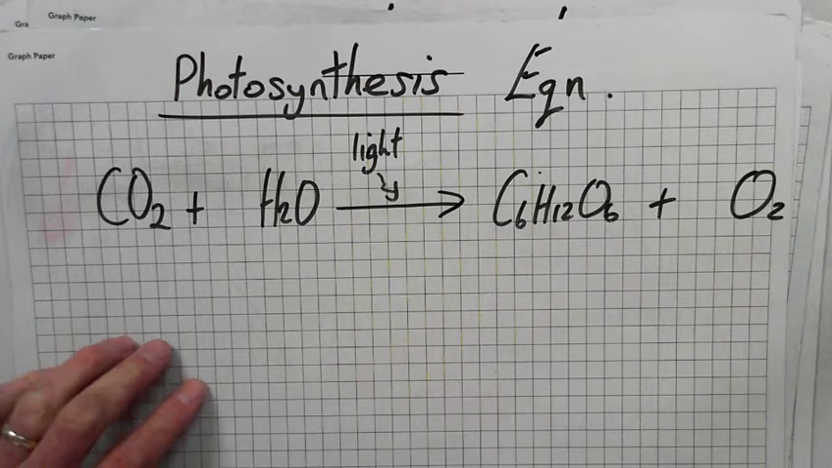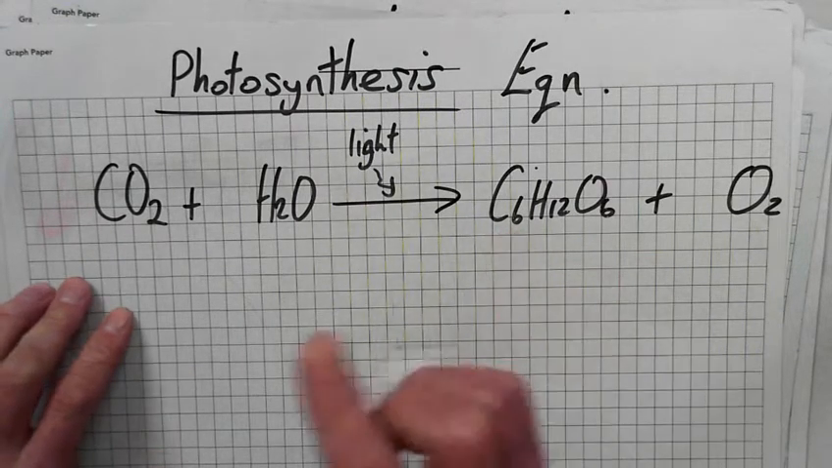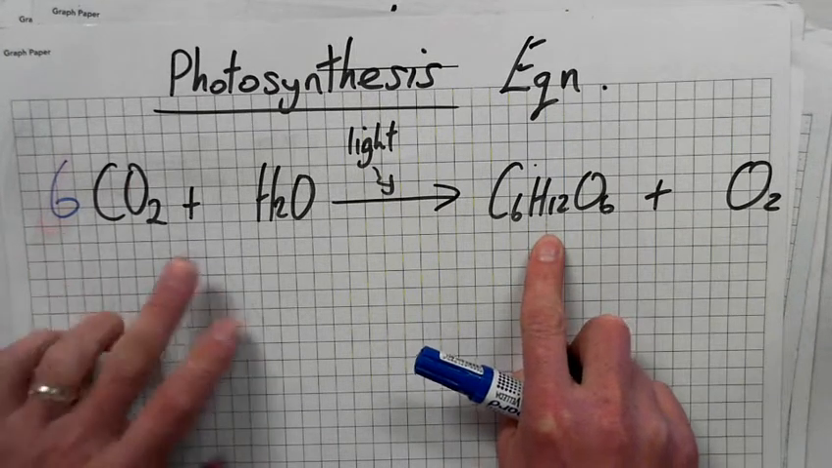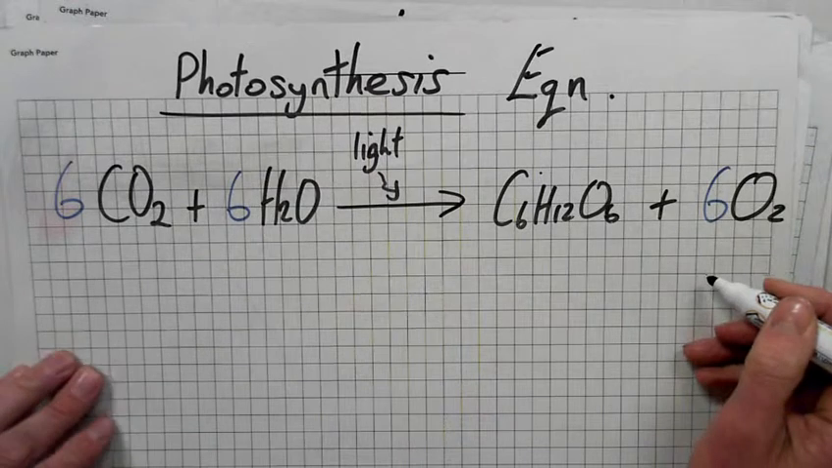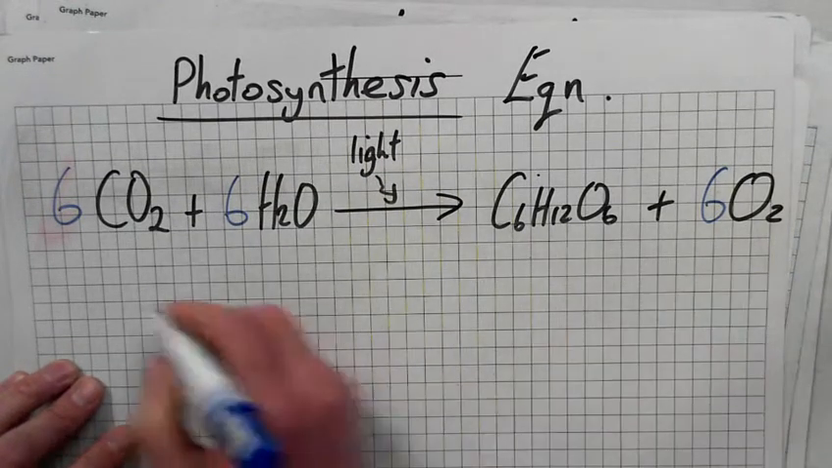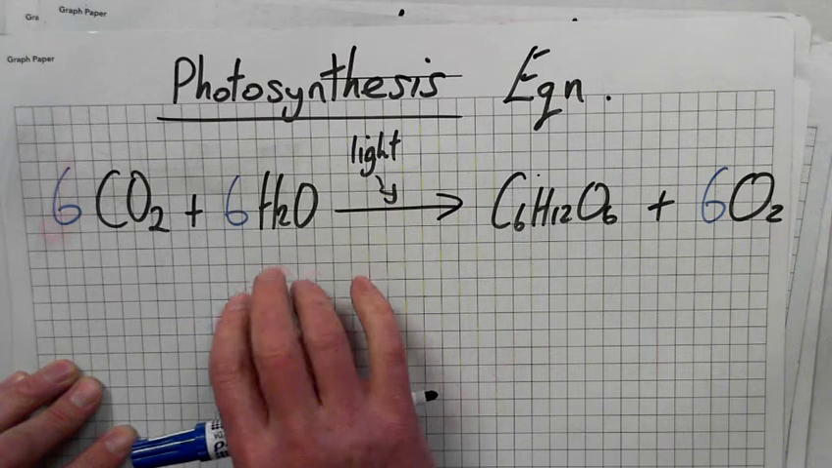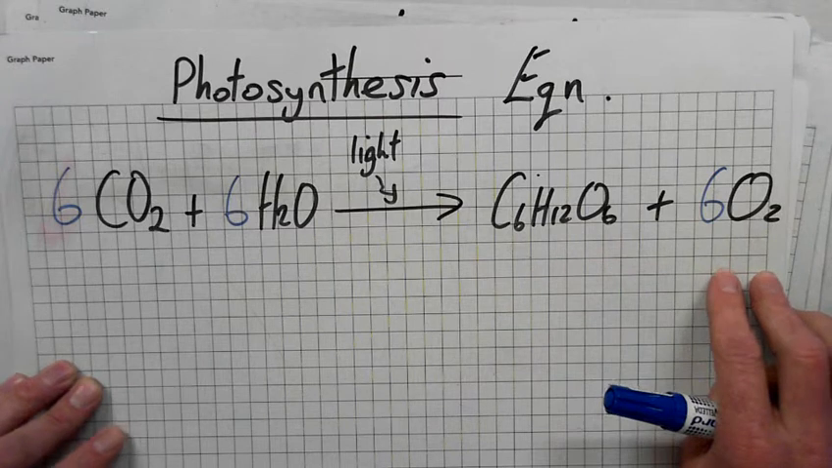It's not balanced. So you can see 6 carbons there, and you can see 1 carbon there. So the best thing to do is get your pen. There is 6 present here, so all you have to do is write 6, 6, and 6. That's the chemical equation. The word equation is you'd write down carbon dioxide plus water, light energy, glucose, and oxygen.